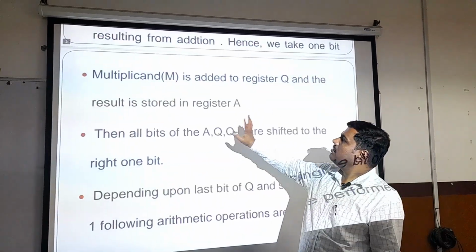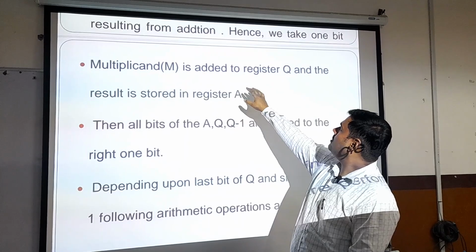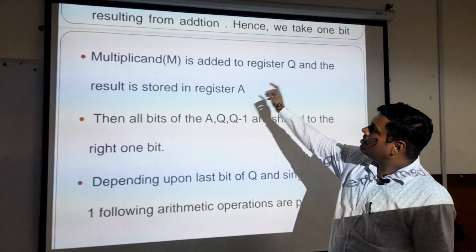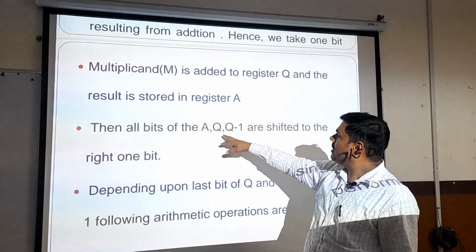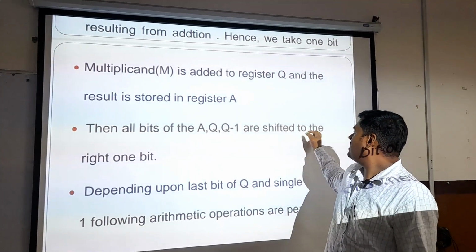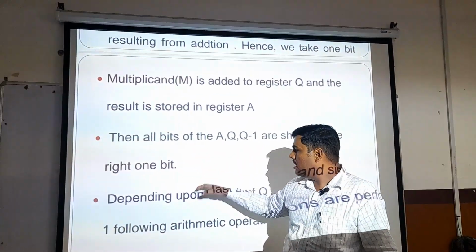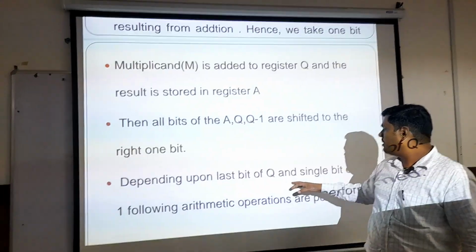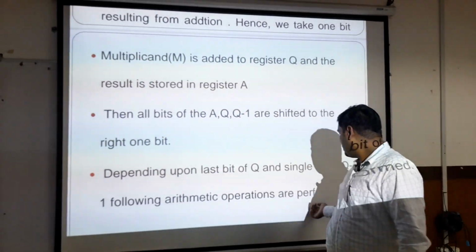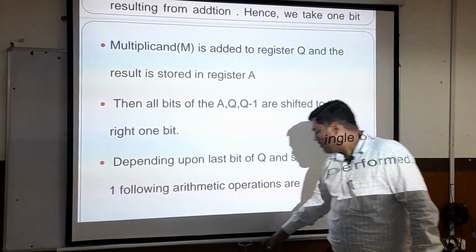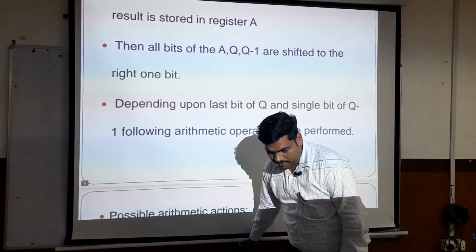The multiplicand M is added to register Q. The result is stored in register A. Then all the bits A, Q, Q minus 1 are shifted to the right by one bit. Depending upon the last bits of Q, the following arithmetic operations are performed. I am giving one thing.